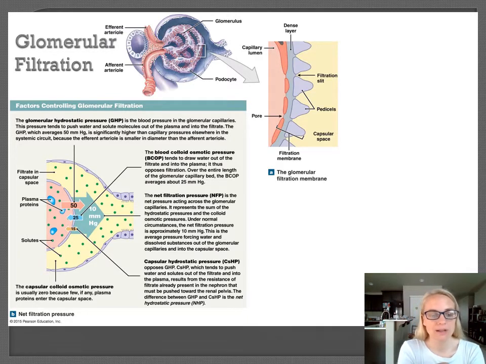Okay, so now let's say we have blood coming into our afferent arteriole, going through the capillary bed and being drained by our efferent arteriole. So first of all, before we get into all these numbers and a little bit of math, we have to appreciate the uniqueness of that setup.